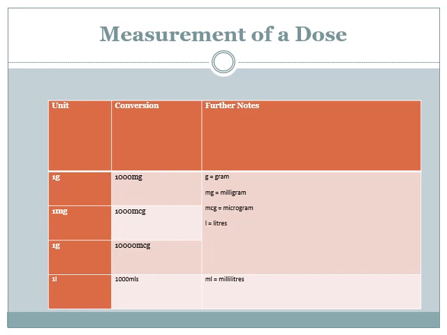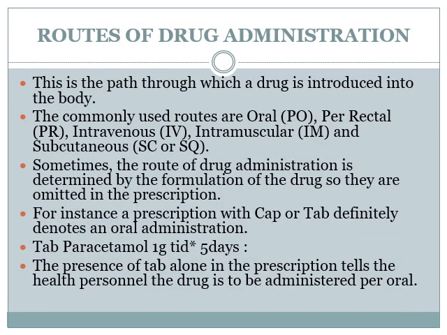So when you want to change it, 1 gram is equal to 1,000 milligram, 1 milligram is equal to 1,000 microgram, 1 gram is equal to 1,000,000 microgram, then 1 liter is equal to 1,000 mils. We'll play around with it when we come for the practical session.